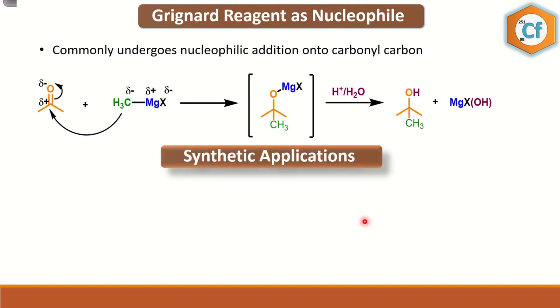Now we come to the synthetic applications. As I told you, Victor Grignard got the Nobel Prize in 1912. Why? Because the Grignard reagent is synthetically super important. It has numerous applications, because of which, just on the basis of a single reagent, he obtained a Nobel Prize. Otherwise, obtaining a Nobel Prize is extremely difficult.